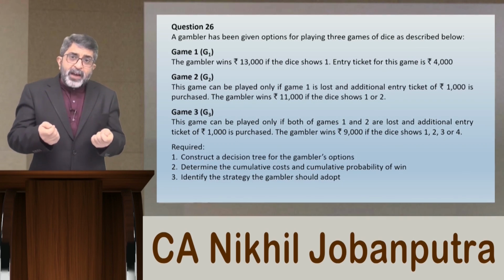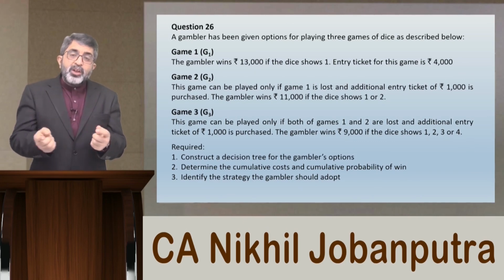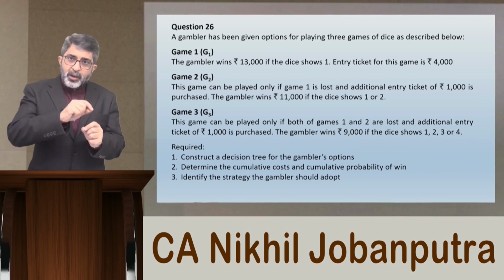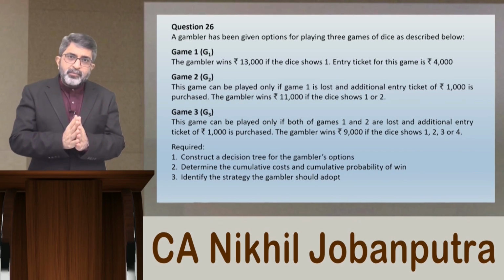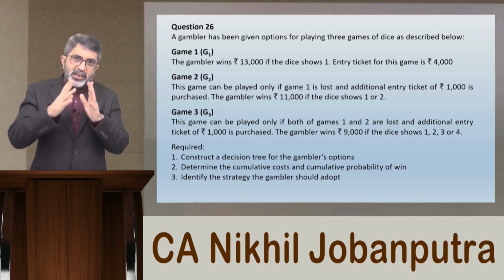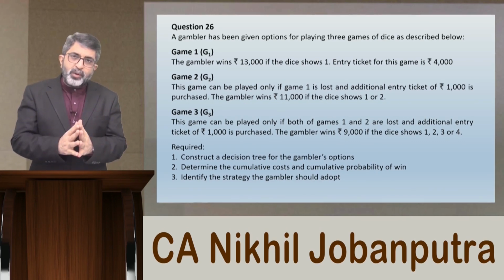So you identify all the possible paths, then we identify the probabilities for each outcome and the monetary value of each outcome. Now what happens over here?